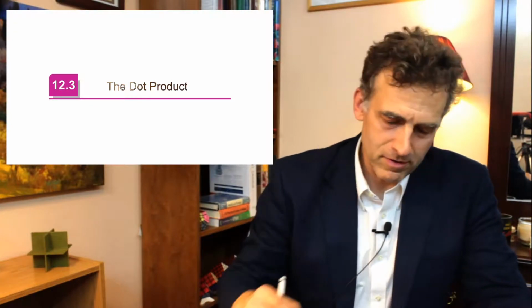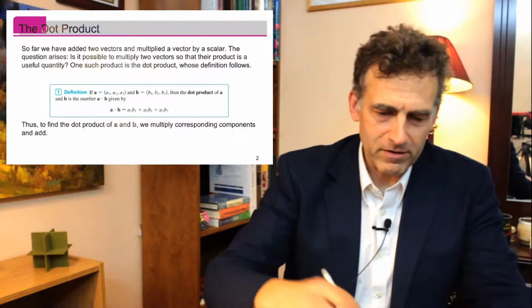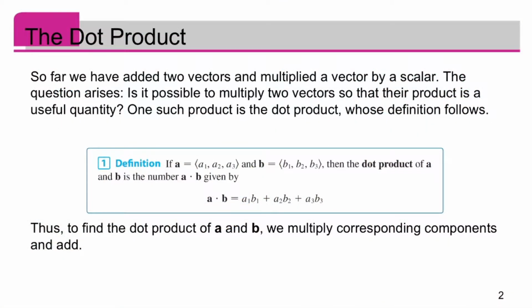We're going to be learning about the dot product in this video. So let's go right to, maybe we need to make this a little bit bigger. What we've been doing with vectors so far is adding and multiplying a vector by a scalar, but it's going to be important to be able to multiply two vectors together. There are two ways that we can do this. One way is called the dot product. The definition is here. It's also printed in your book.